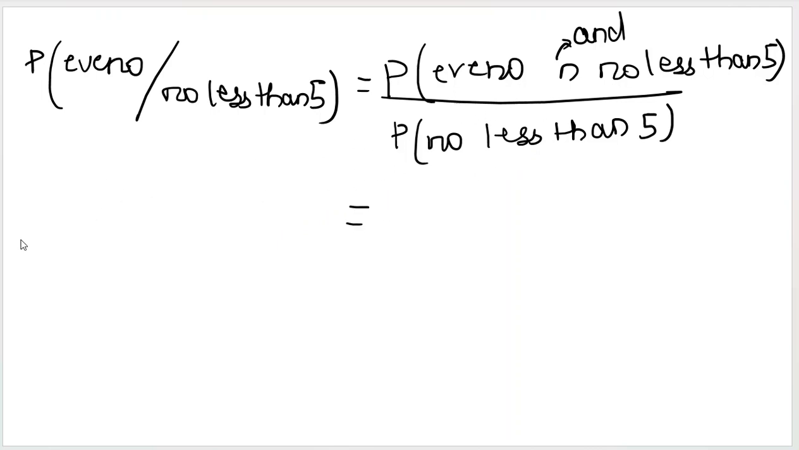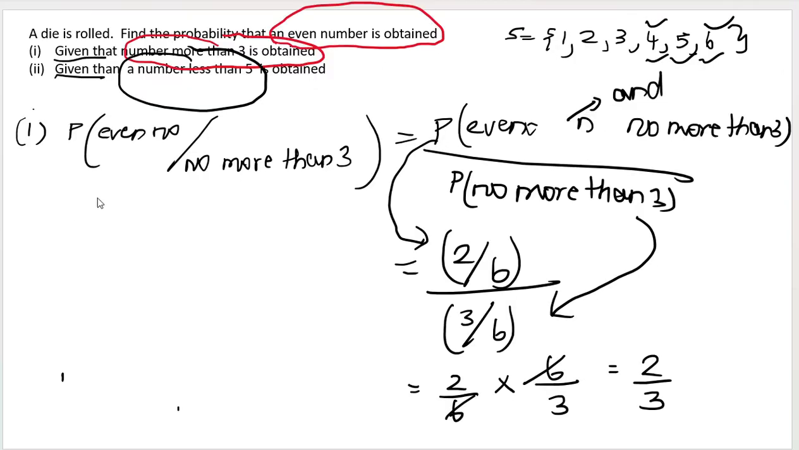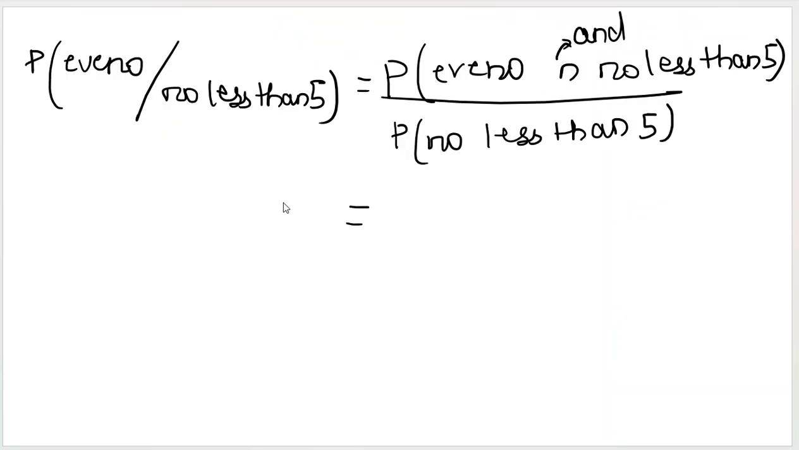So what we do is, even number and a number less than 5. That means now we are interested in those numbers which are even as well as less than 5. So the numbers of interest in this case are 2, which is even and less than 5, and 4. So we have got 2 which are favorable out of the total 6.